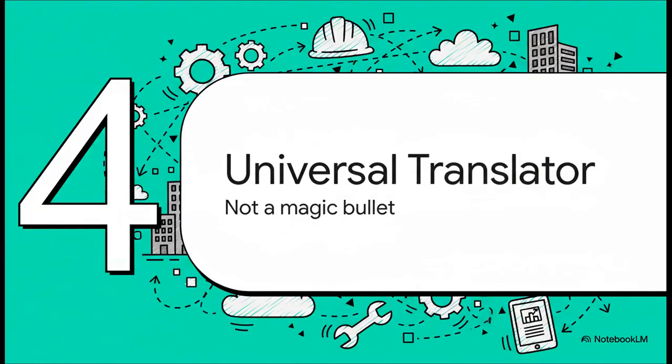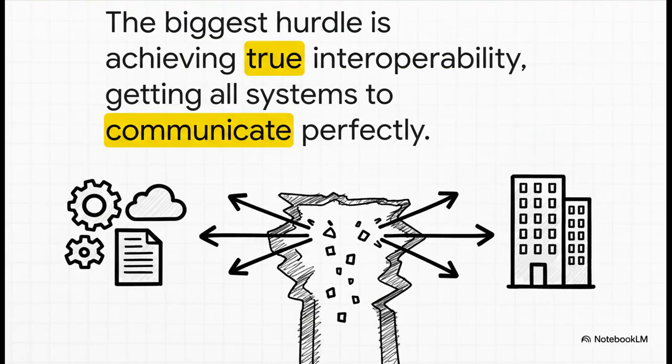And that brings us to the twist in our story. Just because you have all these powerful tools, it doesn't mean your problems are magically solved. There's a hidden challenge here, something we can call the universal translator problem. You see, the biggest hurdle is getting to what we call true interoperability. And what that really means is getting all these different systems made by all these different companies to talk to each other perfectly, without dropping a single piece of critical information along the way.